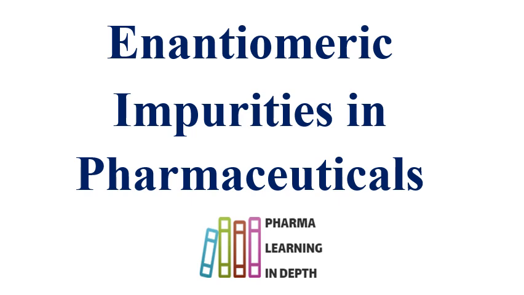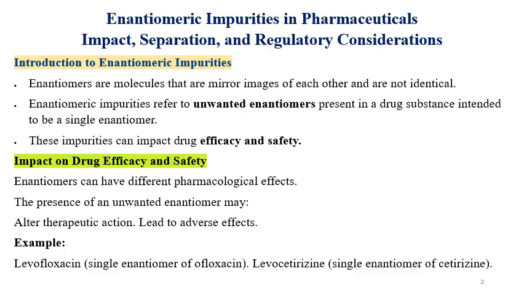This video is regarding the enantiomeric impurities in the pharmaceuticals, and these impurities are the impurities which are closely related to the API structure. The impurities are required to be controlled so that the quality of the pharmaceuticals can be maintained. So in this video we are going to see what is the impact of enantiomeric impurities, how these are controlled in the drug substance and in the drug products, and what are the regulatory considerations.